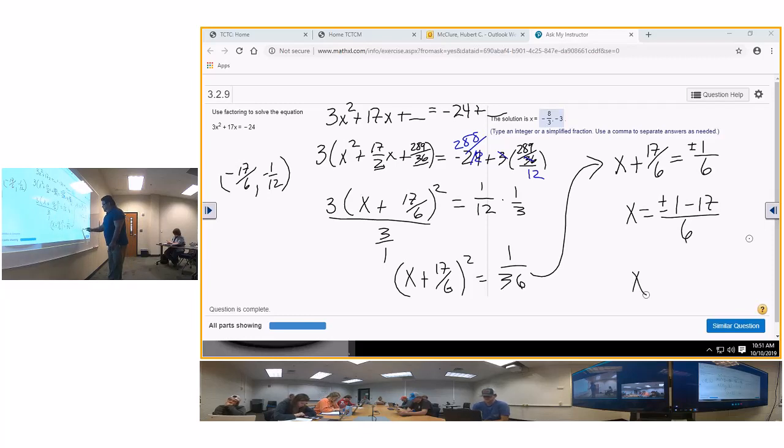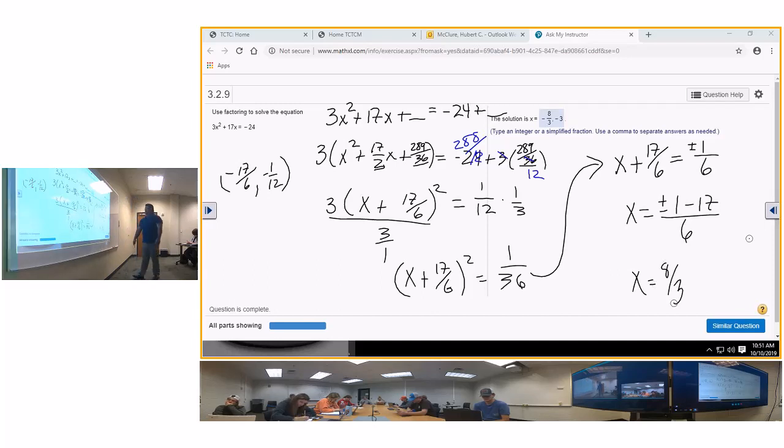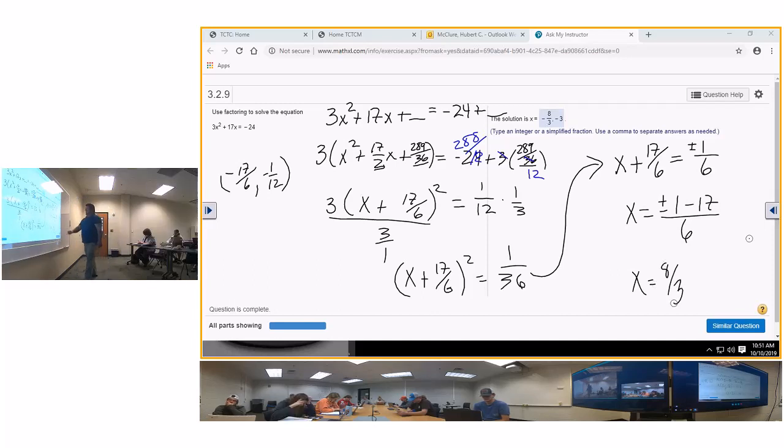x is equal to... what's 1 minus 17? What's 16 over 6? Hang on, 8/3? Somebody check me. Yeah. And that's negative, right? And negative 1 minus 17 is negative 18. That's going to be negative 3. Yes, sir. And there's your 2 x-intercepts.